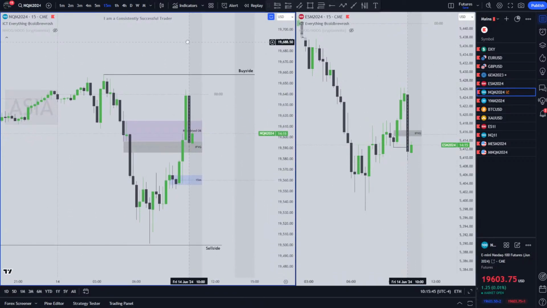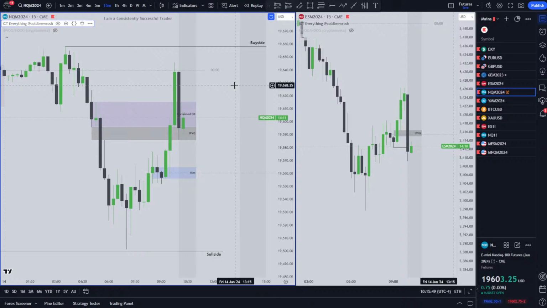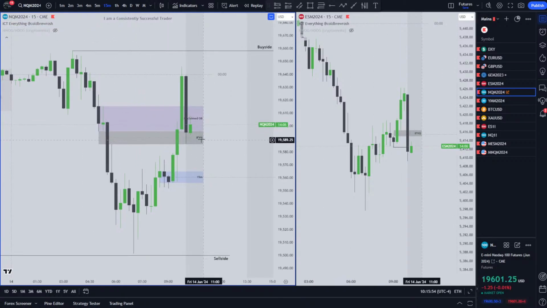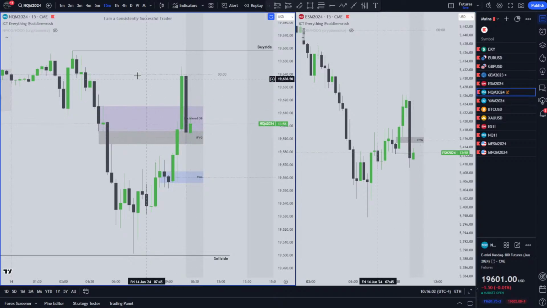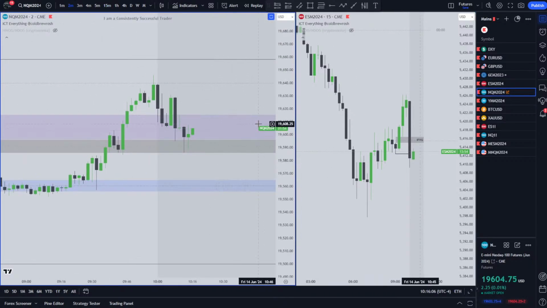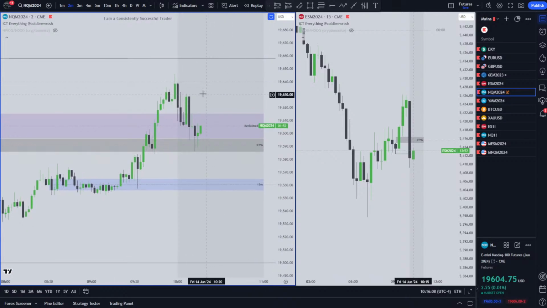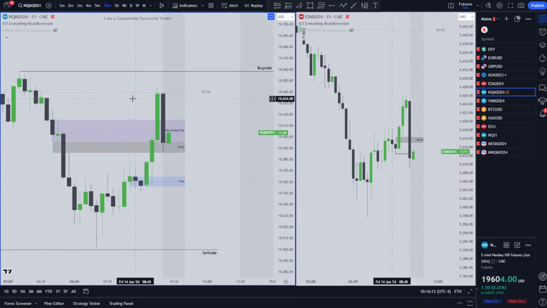I rationalize the market by looking at 2 out of the 3 pairs. If 2 out of the 3 pairs are telling me one market structure, I must follow it. So for this example, both ES and YM are looking more bearish than bullish, even if NQ looks a bit bullish, it's more than likely better to be bearish. And yeah, this is why I'm just being more careful.